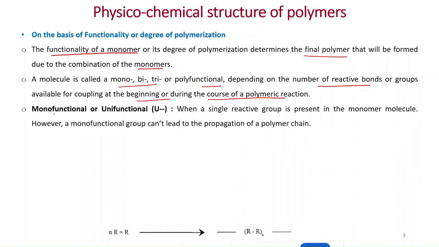When we are talking about monofunctional or unifunctional, it is denoted by U, representing this functional group. When a single reactive group is present in the monomer, it is called monofunctional. However, a monofunctional group cannot lead to propagation of the polymeric chain reaction.